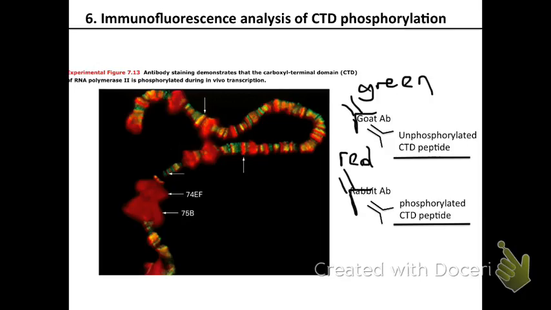Okay? So wherever you see a green signal is going to tell you that there is some RNA polymerase there with a C-terminal domain that's not phosphorylated. And where you see a red signal is going to tell you that there is RNA polymerase there with a CTD that's phosphorylated. And what can you tell in terms of these puffs here?